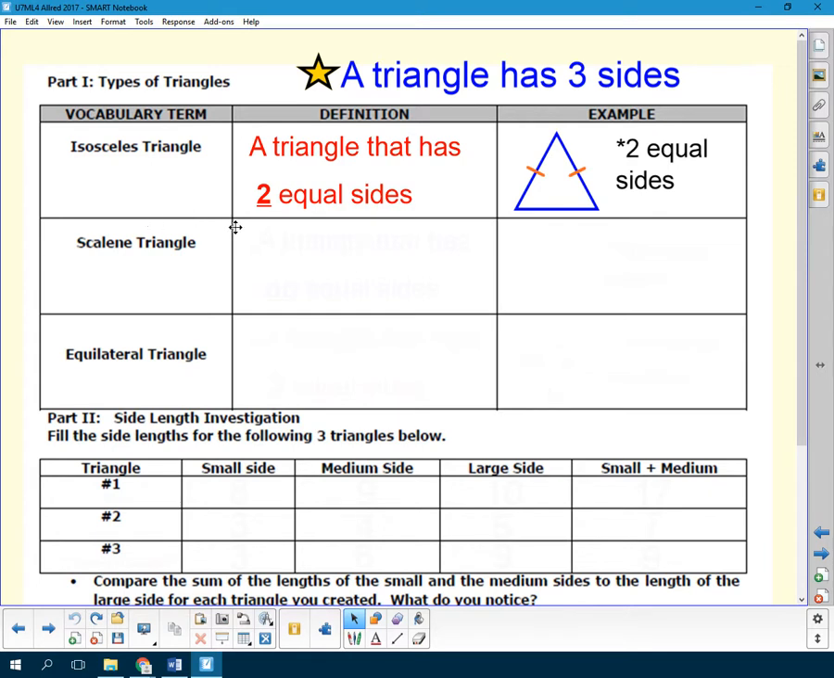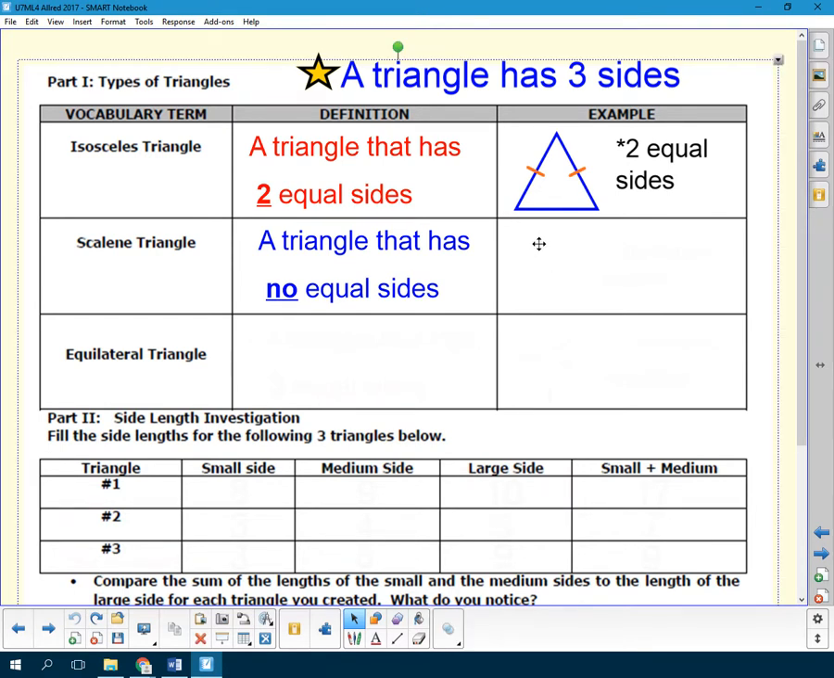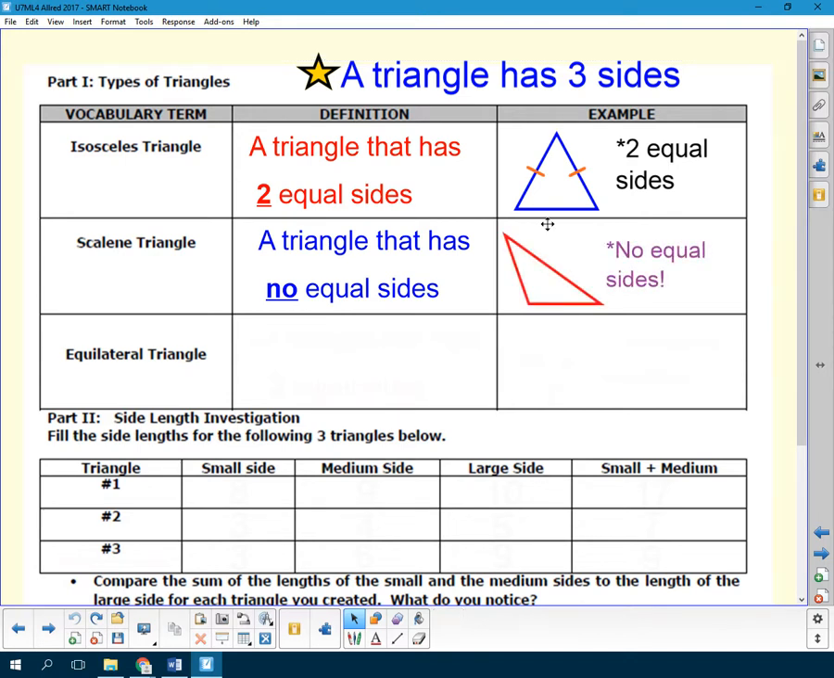Okay. There's another way to classify them. You can call them scalene. That's a triangle that has no equal sides. That doesn't mean it's bad. It just means it has no equal sides, much like this one right here does. This is a triangle with no equal sides, so this is a scalene triangle right here on the second part.